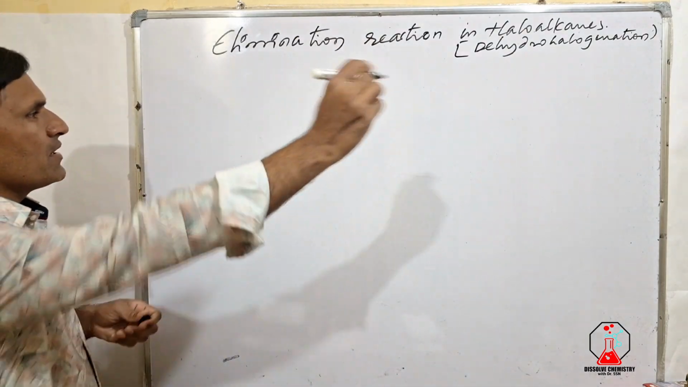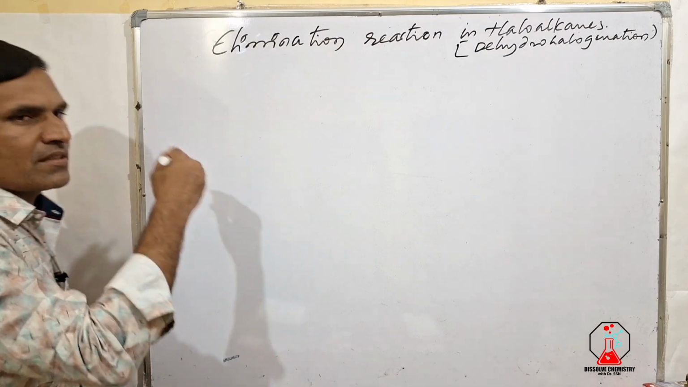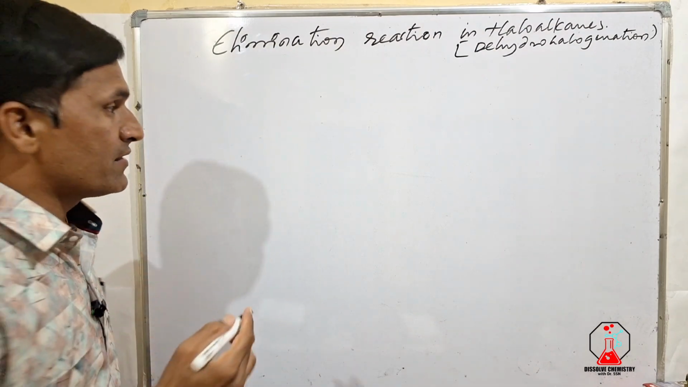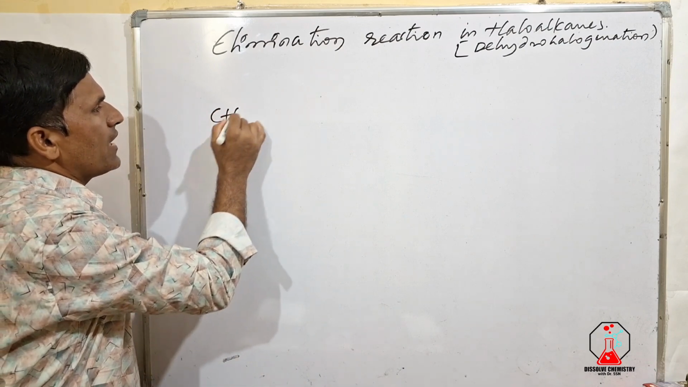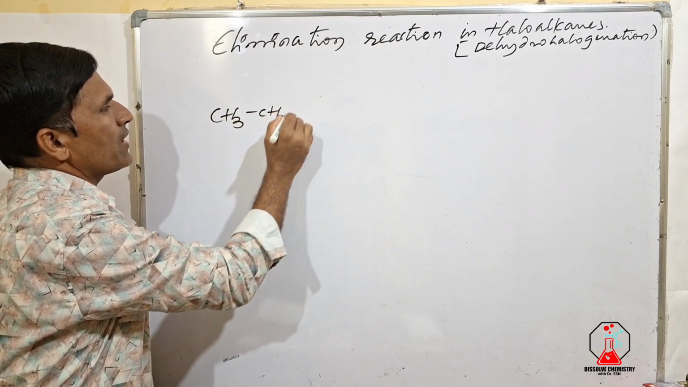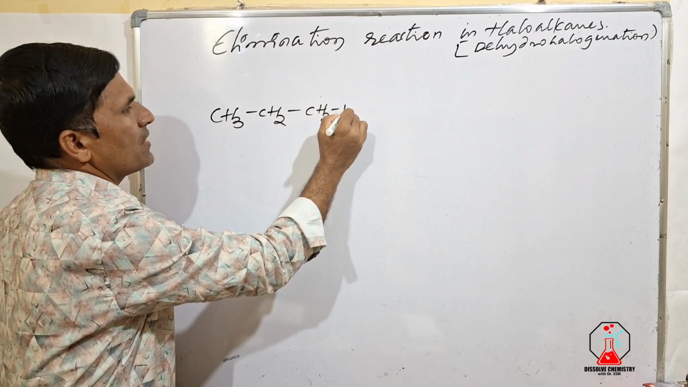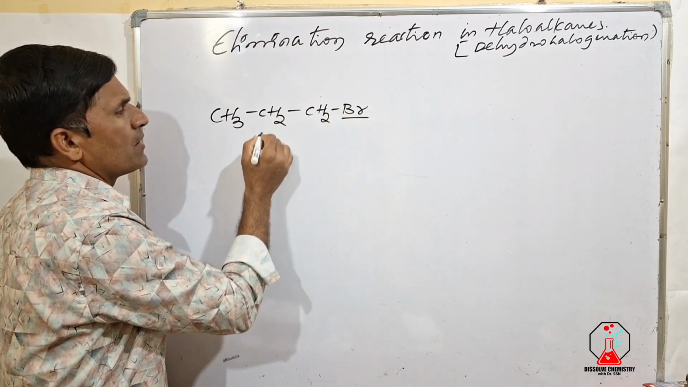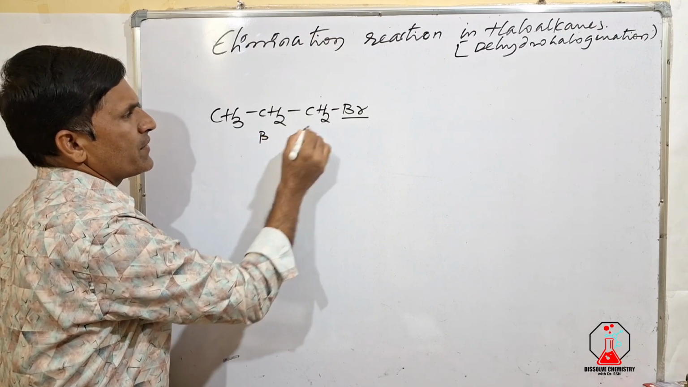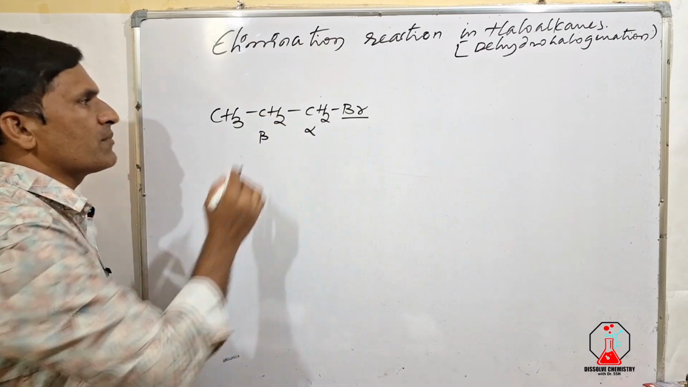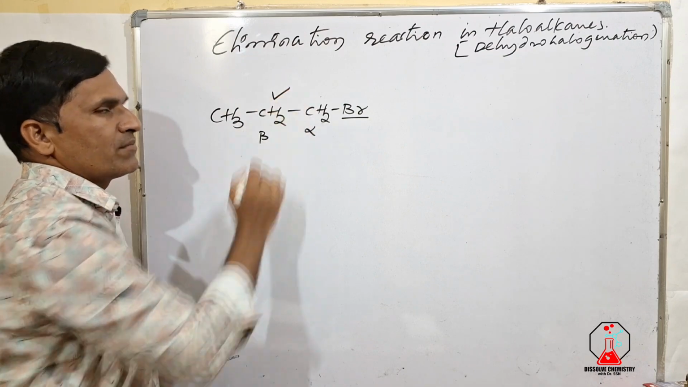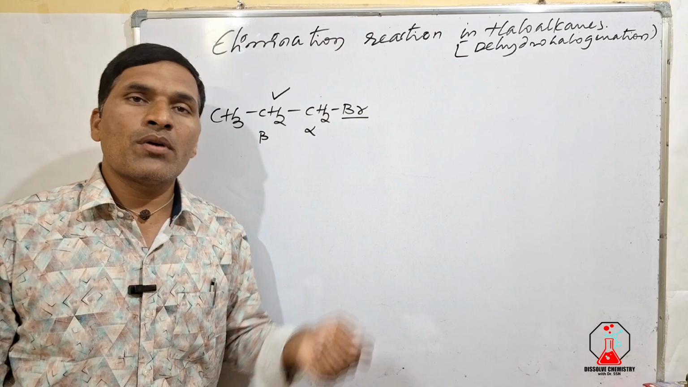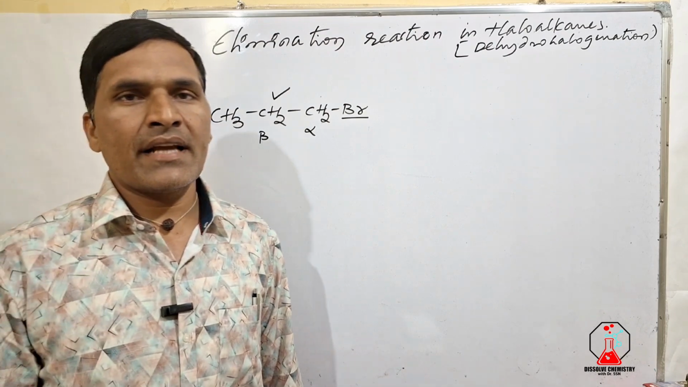First thing is how this elimination reaction occurs in haloalkanes. What are the conditions for elimination to occur? The first condition is that with respect to this halo group, the carbon bearing it we call alpha, and the beta carbon atom must possess hydrogen atoms. If so, then only it can undergo dehydrohalogenation or elimination reaction.